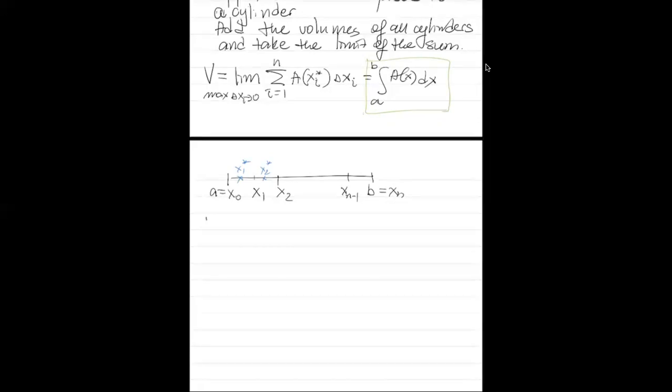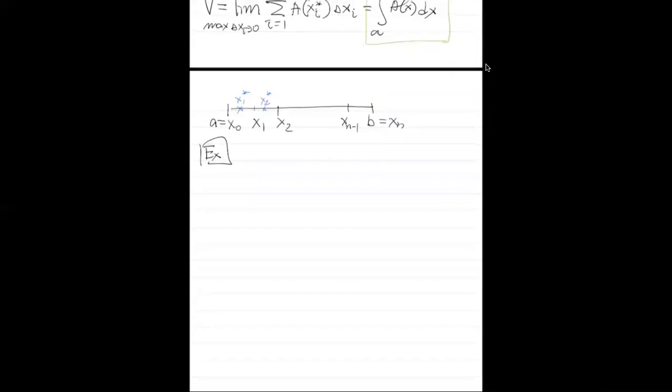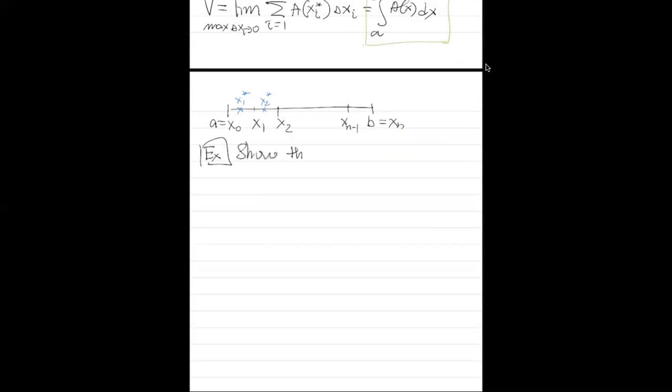For an example with something familiar, we're going to show that the volume of the sphere with radius r is V equals 4/3 pi r to the third.